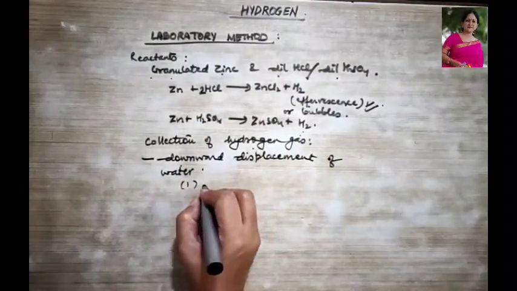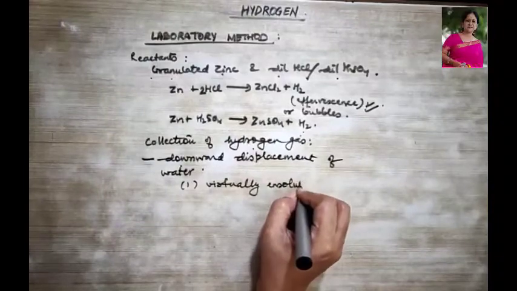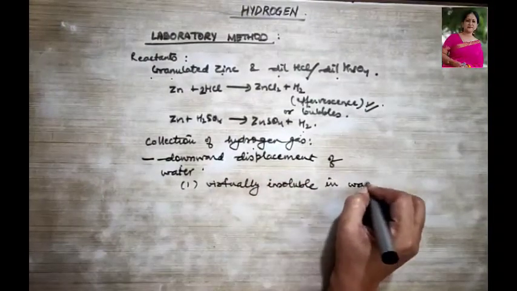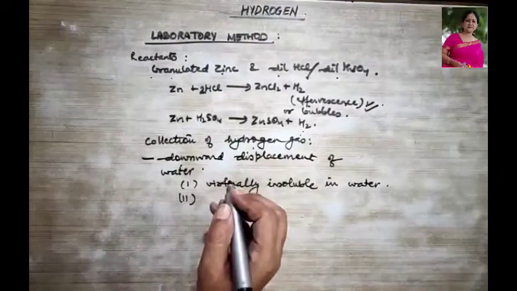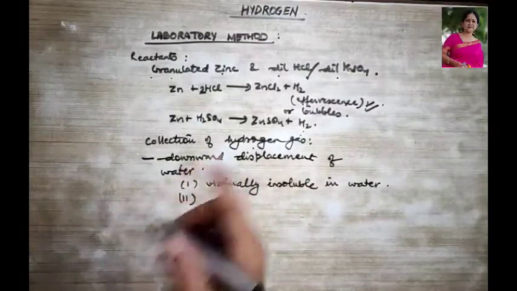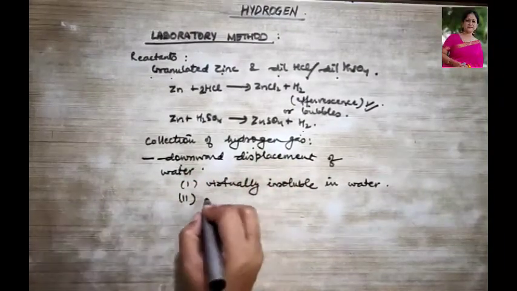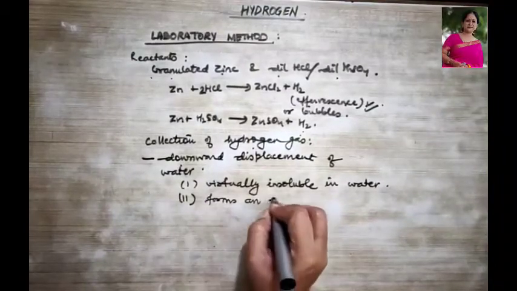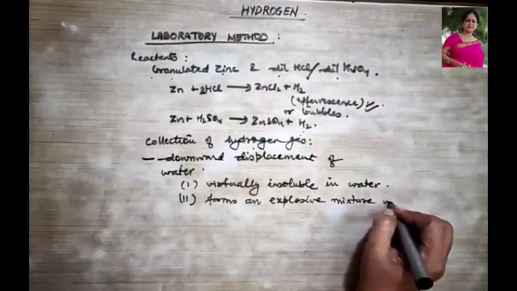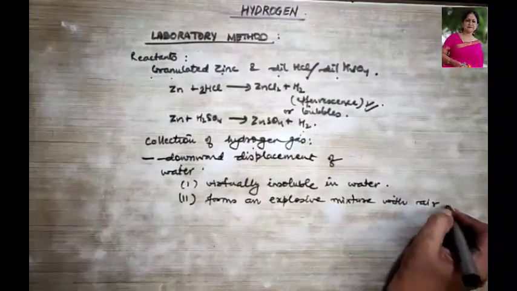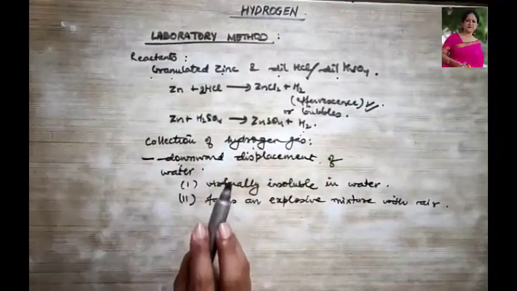So, one reason could be it is virtually insoluble in water, right? And the second point could be that it forms an explosive mixture with the air, and therefore it cannot be collected by the downward displacement of air, even though it is lighter than the air. Okay, so we can say it forms an explosive mixture with air. So due to these two reasons, we collect hydrogen gas by the downward displacement of water.